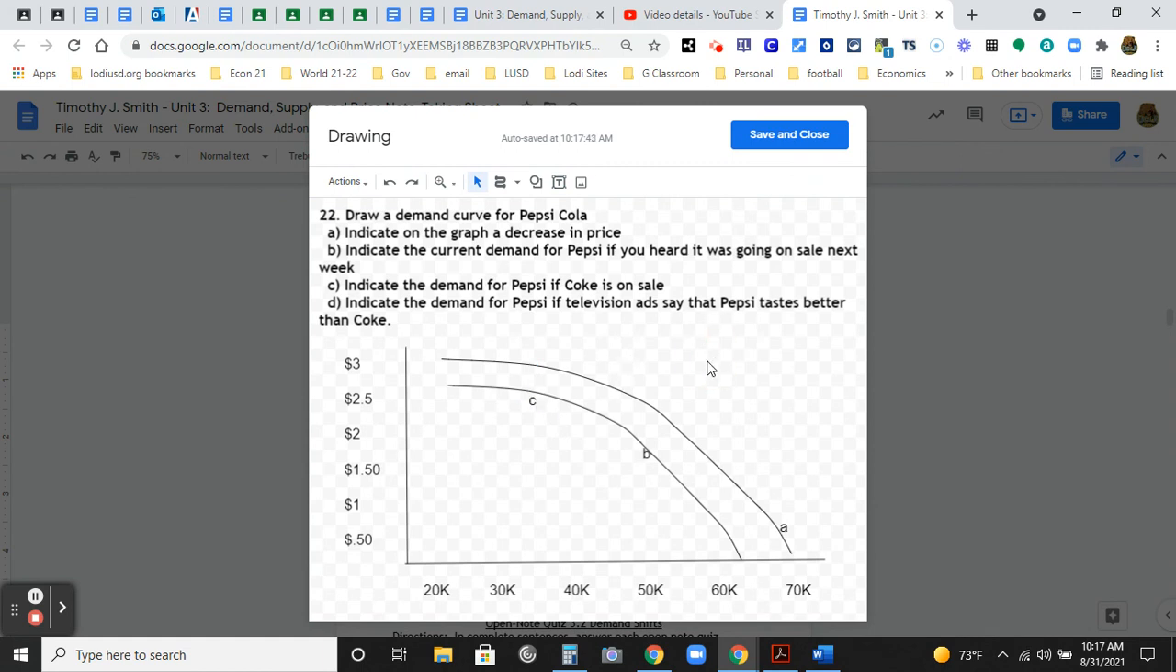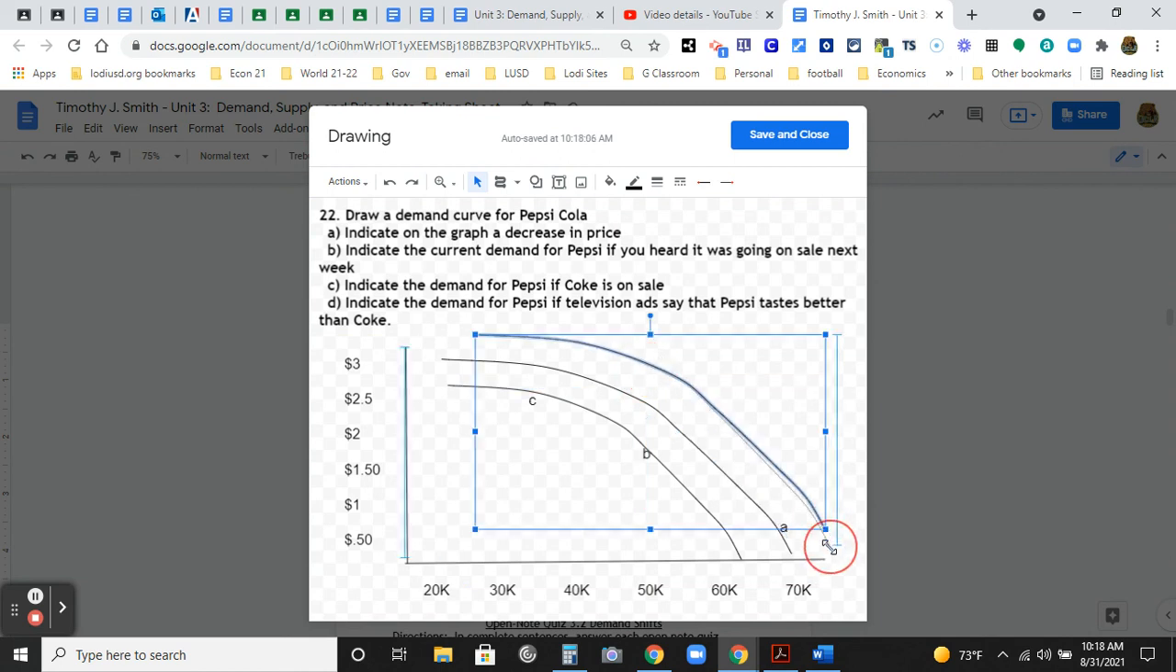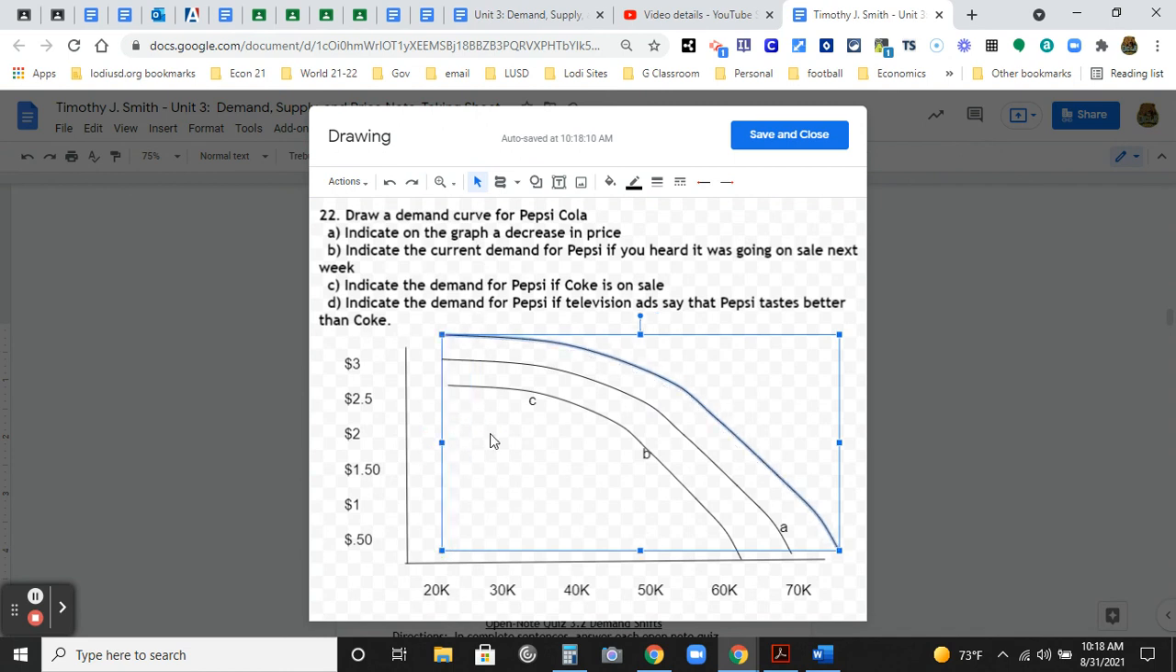Let's see. Good. What about the demand for Pepsi? Pepsi tastes better than Coke. When people believe it, here's what's going to happen. Paste in that curve again with the Control V. Control V is paste. But this time we're going to take it and make it bigger. So we're going to put it right here. We're going to go way off the graph. We're going to make it bigger like this. Now we're going to take it here. We're going to stretch it. This is showing the demand curve increased.